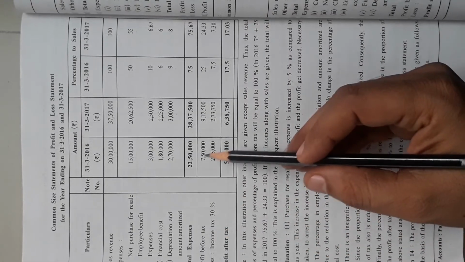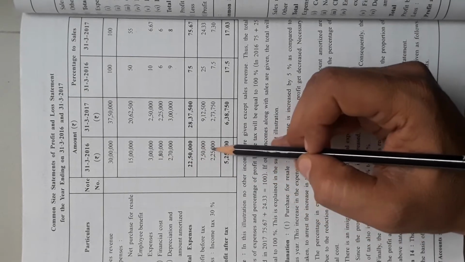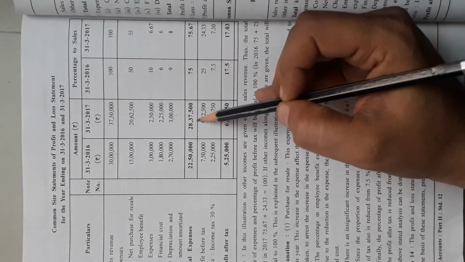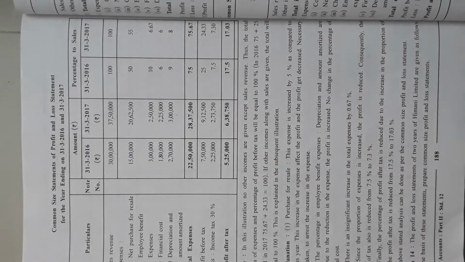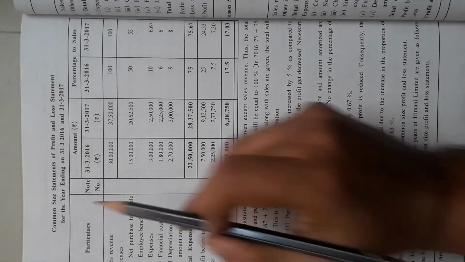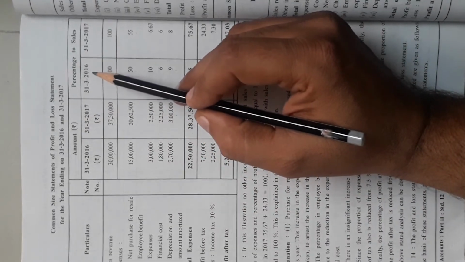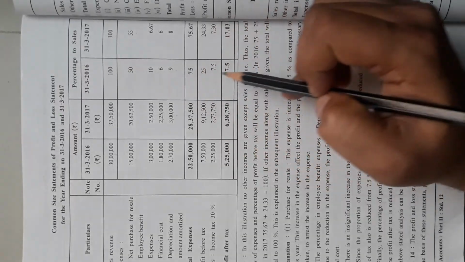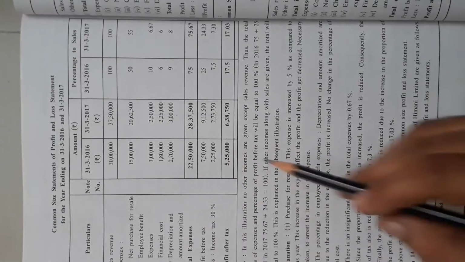Profit before tax, this minus this, 30 lakh minus 22 lakh 50,000, 7 lakh 50,000, and in this way for 2017, this minus this, so we have got 9 lakh 12,500. Here we are not supposed to find out the increase or decrease and the increase or decrease percentage, but this is the common size statement of the profit and loss account. In this, the sales for 2016-17 are shown as 100%, and the remaining figures are taken on the basis of 100% of sales.